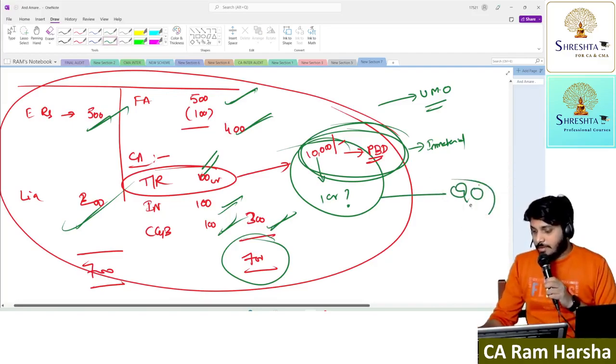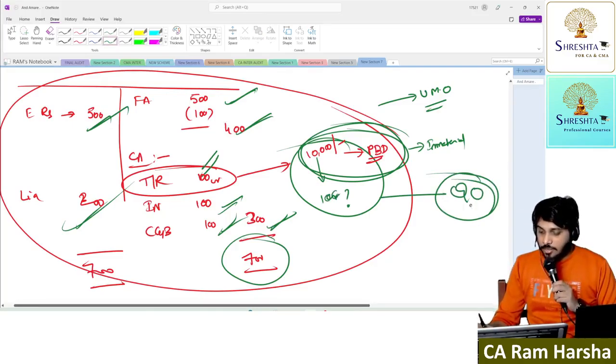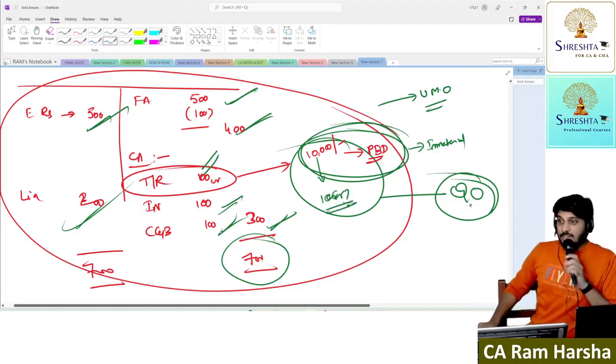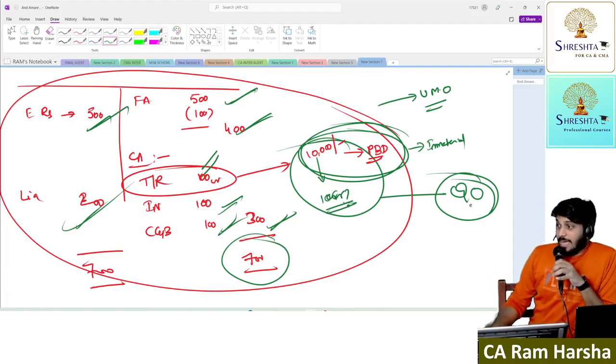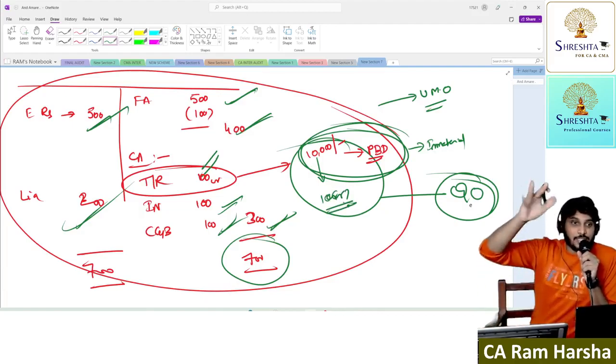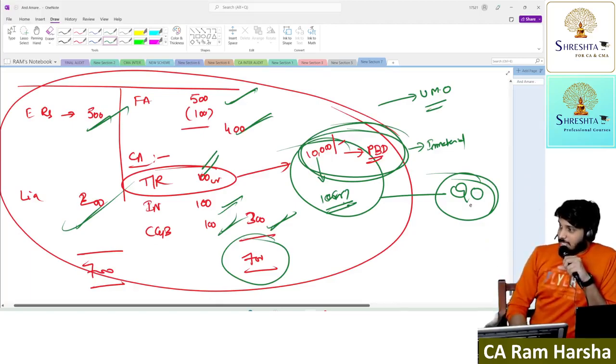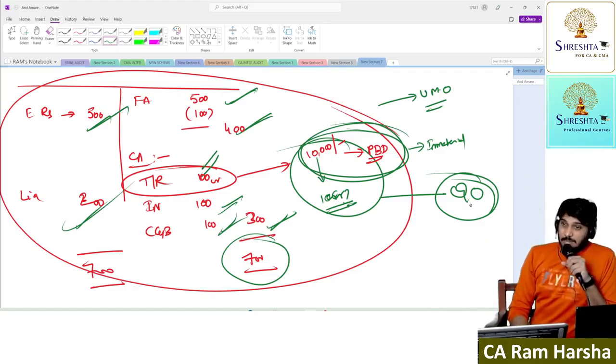Qualified opinion I'll give. Able to understand? What if this is 10 crore? 10 crore worth of doubtful debt is not being shown properly. It's actually a bad debt. Now tell me, is it a material mistake?